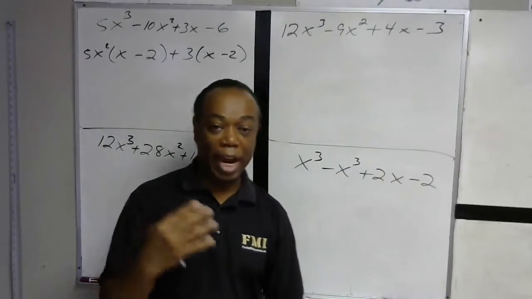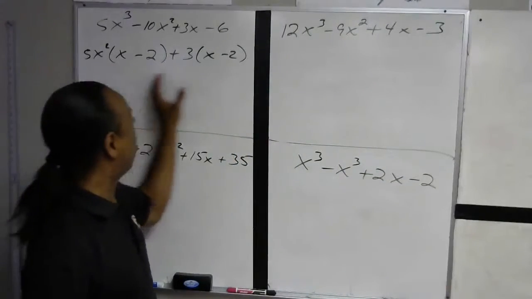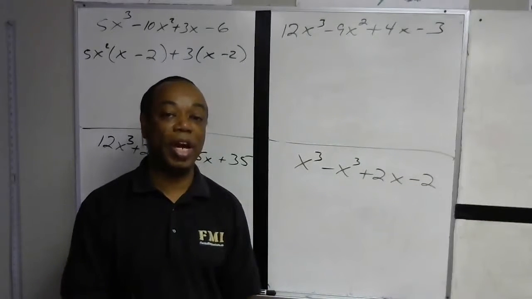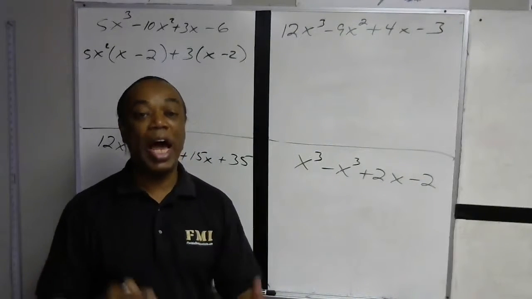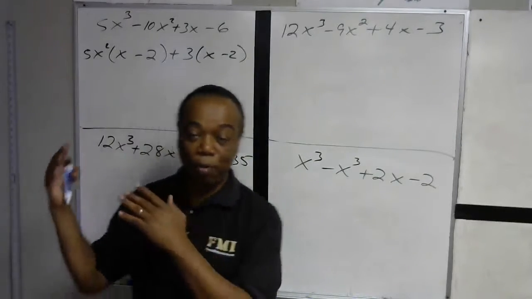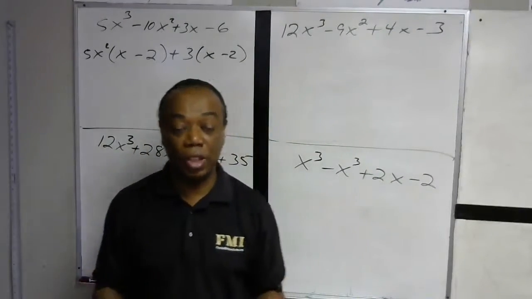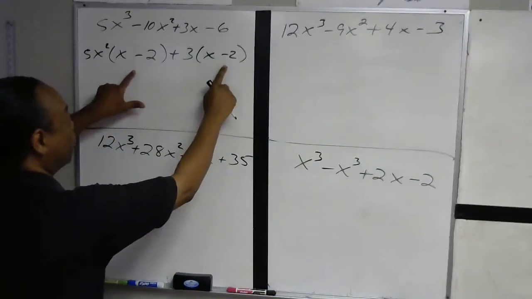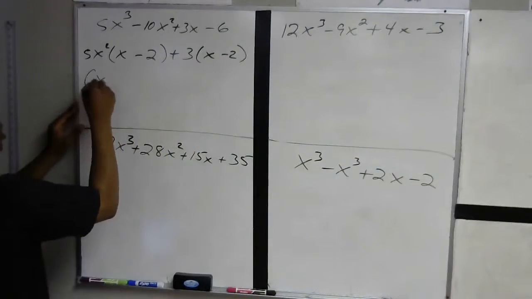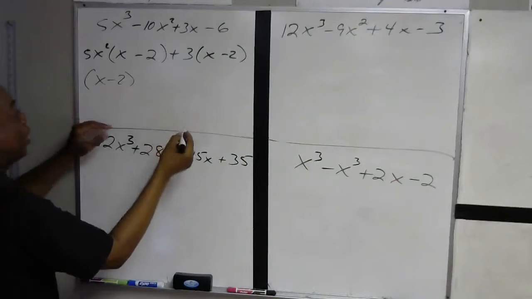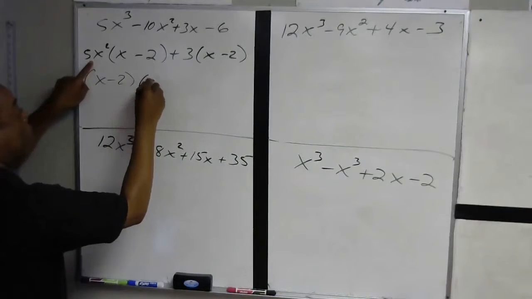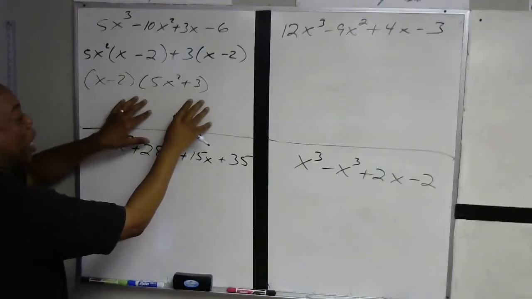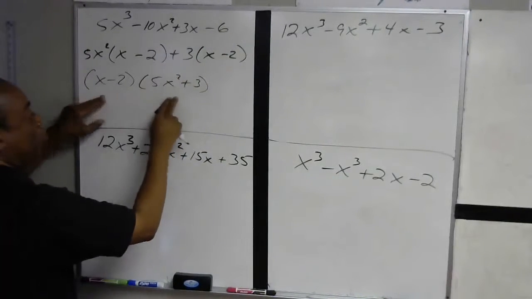Now, if you look at the entire problem that we have now, the entire problem does have a GCF. The GCF that everybody has right now is an x minus 2. I can take the x minus 2 out of both of these and put it out to the side. So this is now the new GCF. Let's take this out, x minus 2, and that leaves behind the 5x squared and the plus 3. And we've just converted this into two binomials.